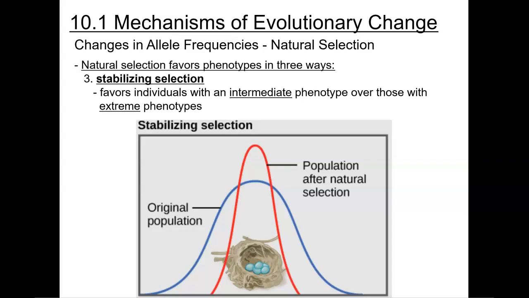Stabilizing selection favors individuals with intermediate phenotypes over those with extreme phenotypes. And so here you see a population before natural selection and then the population after natural selection.